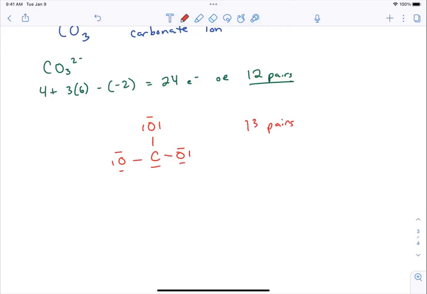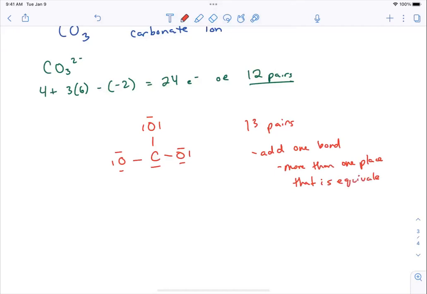So when you come into a situation where you need to add a bond and you notice that you have more than one place that you could add it equally, that's your red flag for resonance. So anytime you have a structure where you go, I need to add a bond, but it doesn't matter where I add it, or there's more than one place that I can add it that's the same, that's resonance. So this tells you that you need to add one bond, but you have more than one place that is equivalent. You should think resonance.